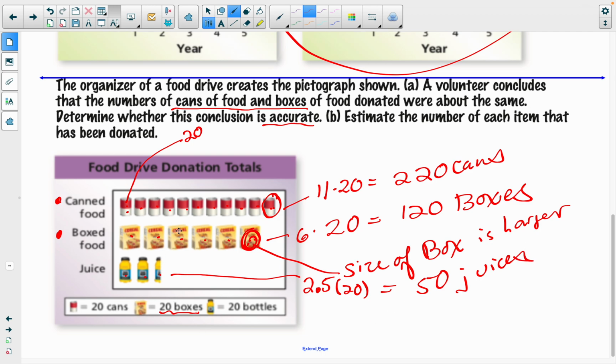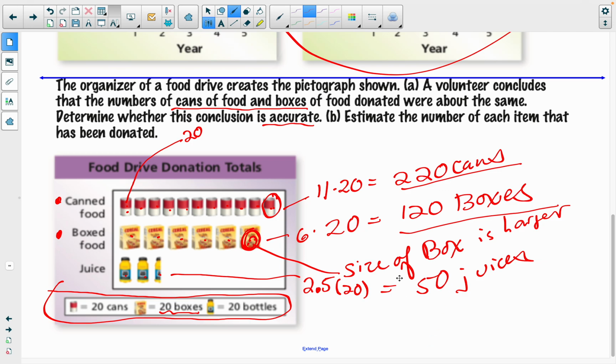So when I look at it, because of the size of the pictures, they're making it look like cans and boxes are the same, but they're not. And so they just misled you. And they can say, well, I have the scale down here. You just had to do the math. But do most people do the math? They look at the pretty picture and they go, oh yeah, we collected just about the same number of cans as we did boxes. But that's not true. We collected 220 cans and 120 boxes. They're most definitely not the same.